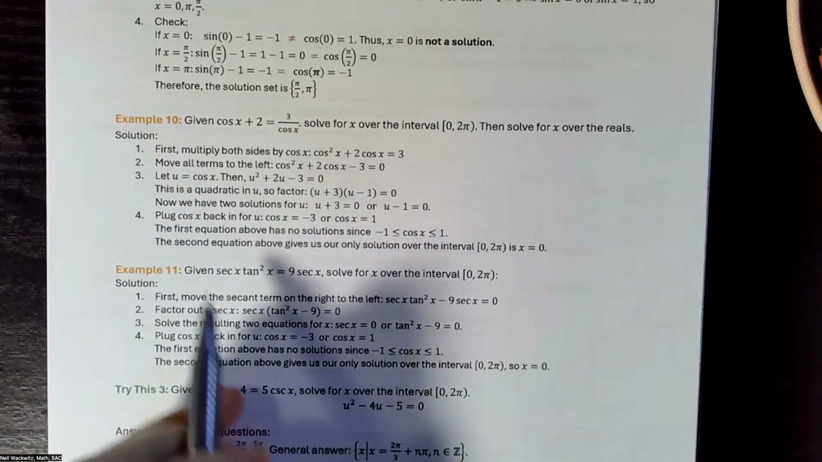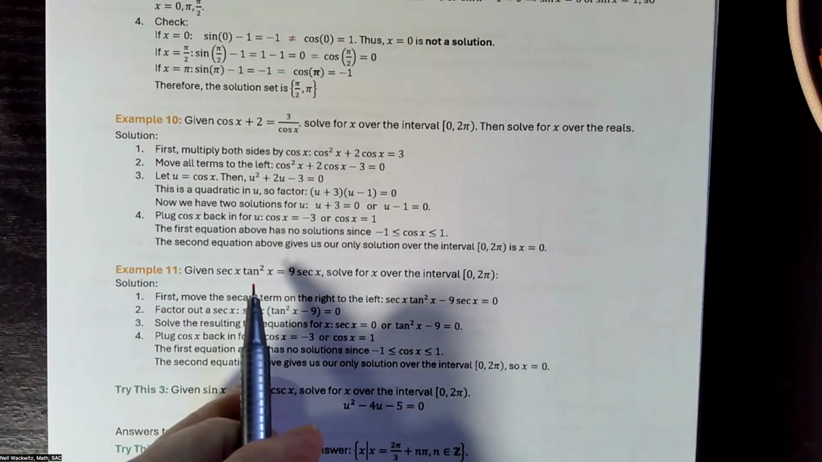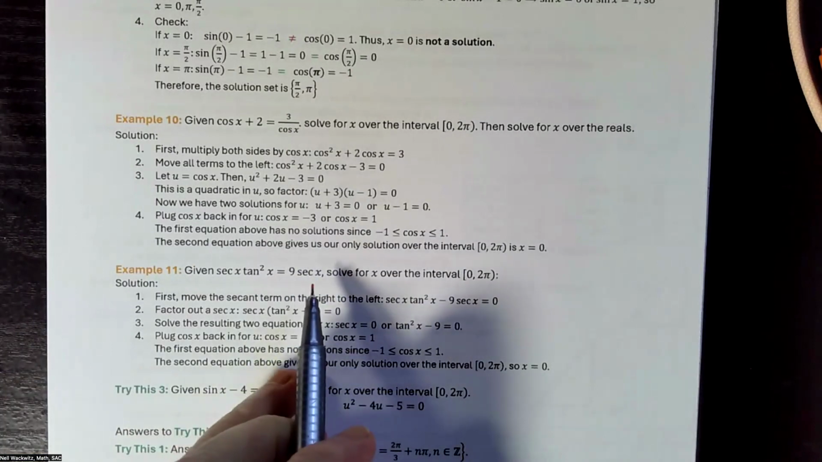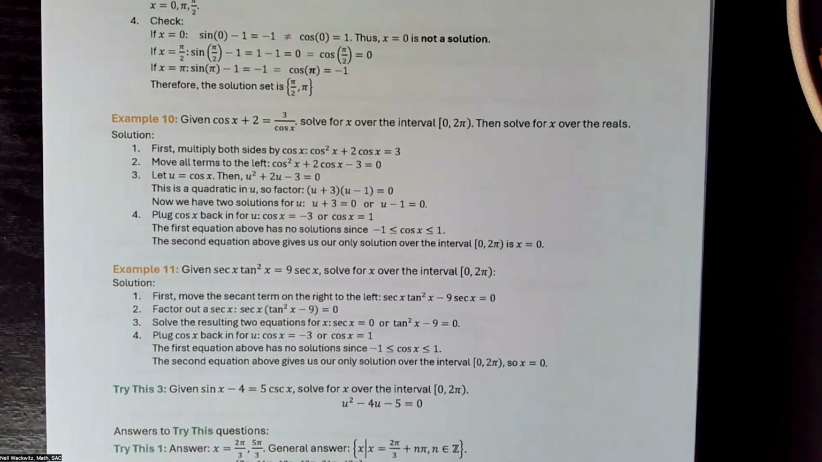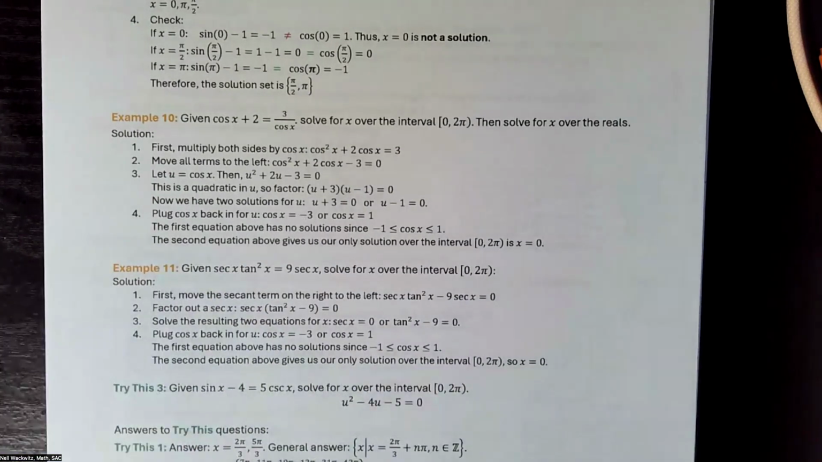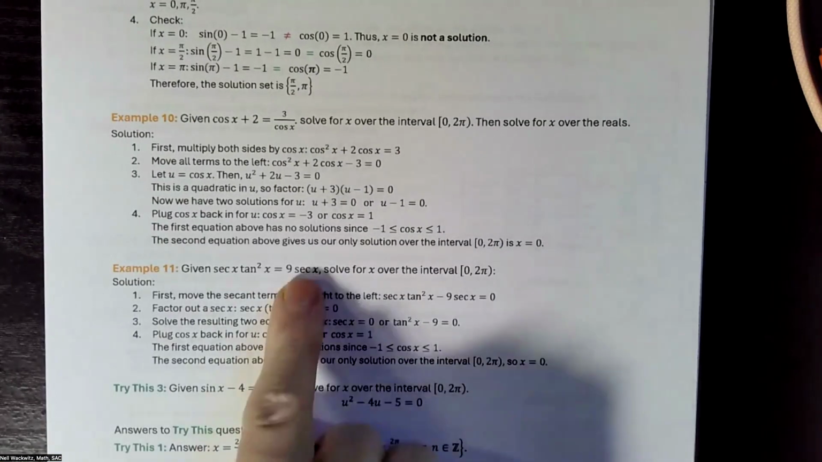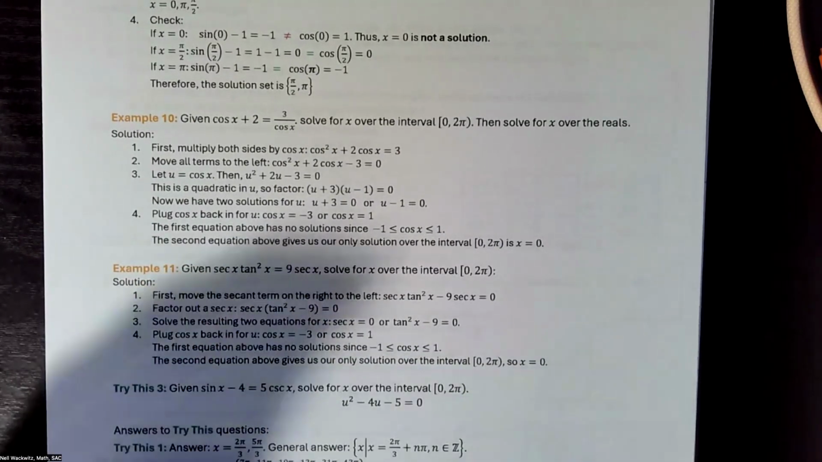Okay, so we've got secant x times tangent squared x equals 9 secant x. And the fun thing is that we've got two functions and one of them is squared. So this is definitely not linear. The first step is always to get everything to the same side of the equal sign. So we're going to move this 9 secant x to the left.